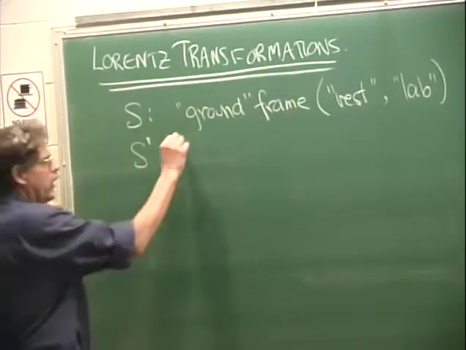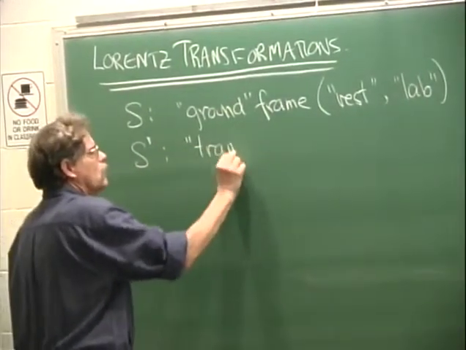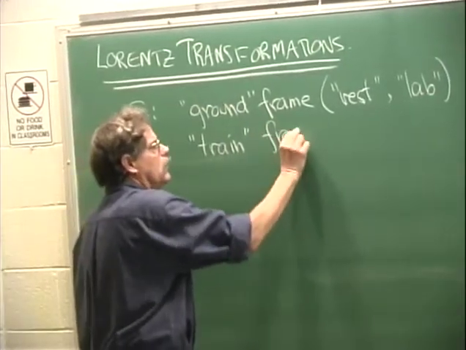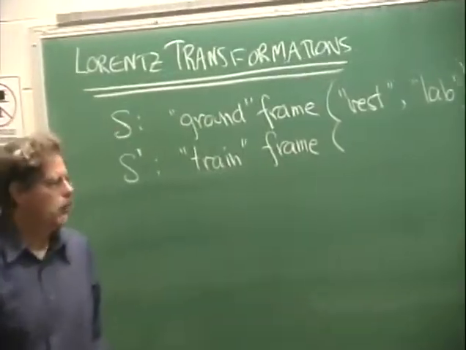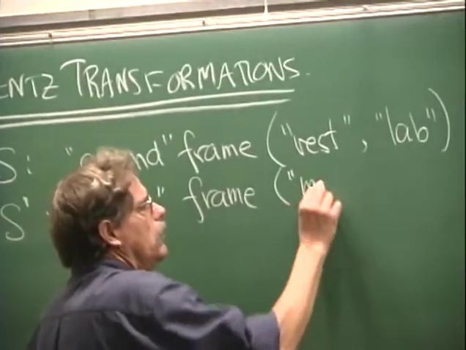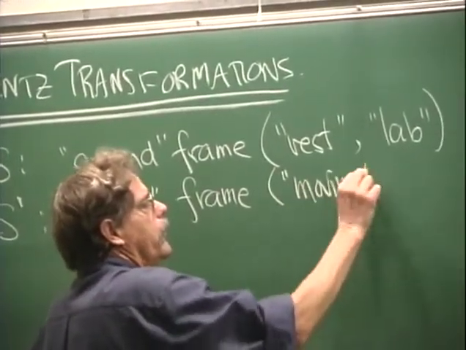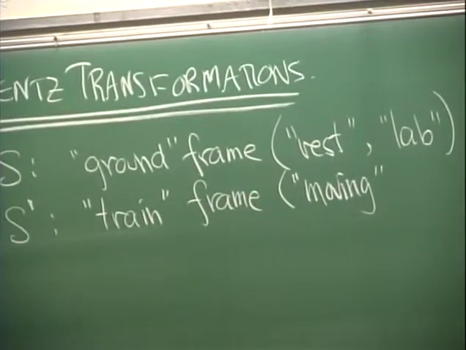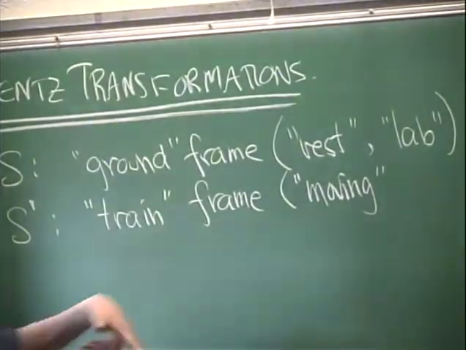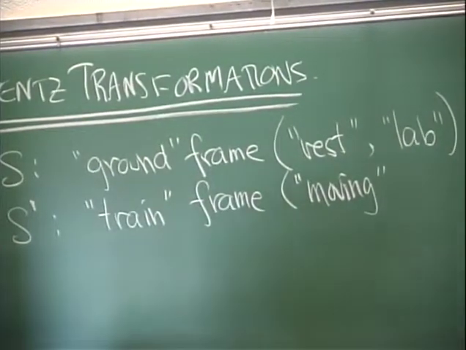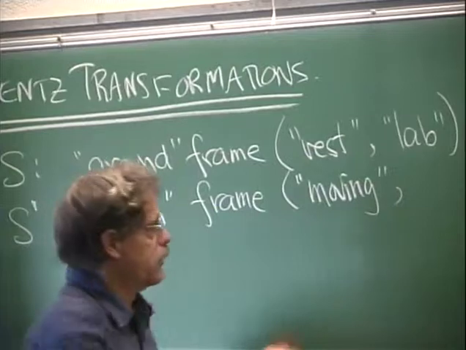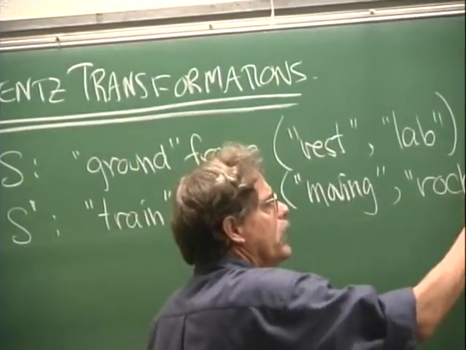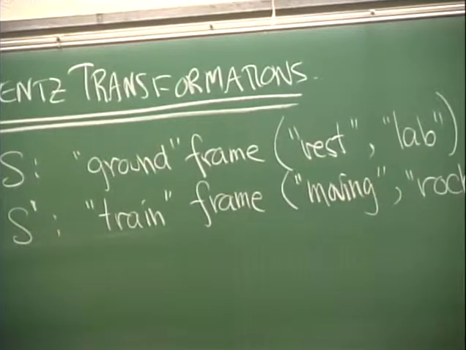That's the train frame. An observer riding along on the train. Or maybe we call it a moving frame. All the rest and moving is a little bit bad language because, of course, from the other point of view, it's he who's at rest and the other one is moving. Or maybe in some contexts this would be the rocket frame. We're talking about the twin paradox and somebody flying off at high speed in a rocket.